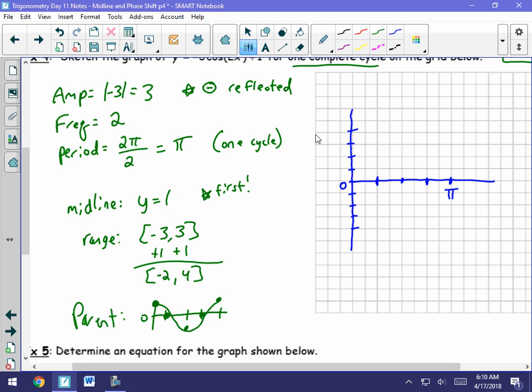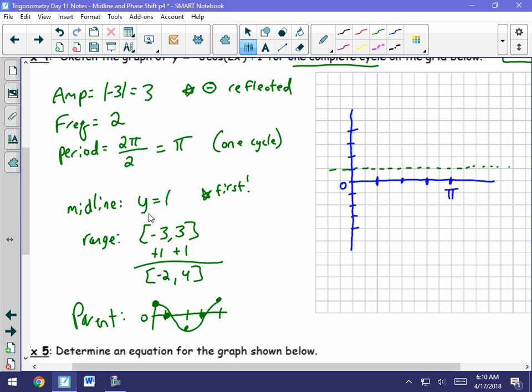Okay, and then before I put my points on, I'm going to start by putting the midline on there first. That's the anchor line. So I'm going to dot in a line at y equals 1, and I'm going to use that as the basis for my graph. Okay, so it's a cosine graph.